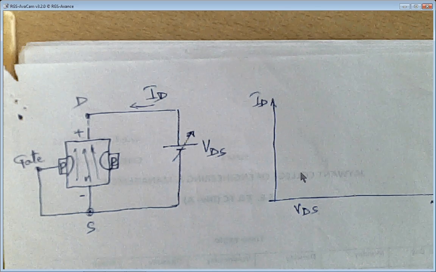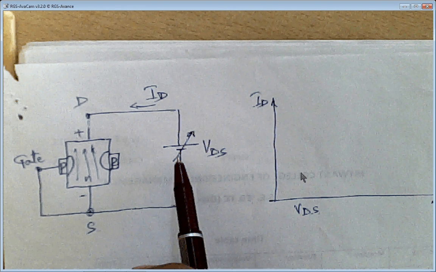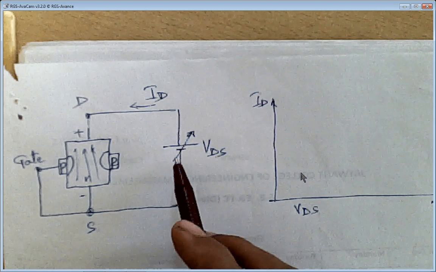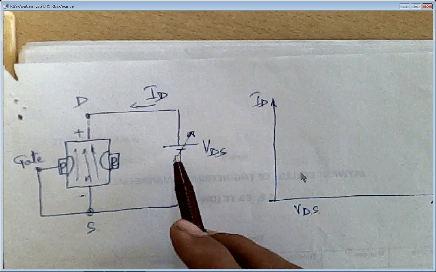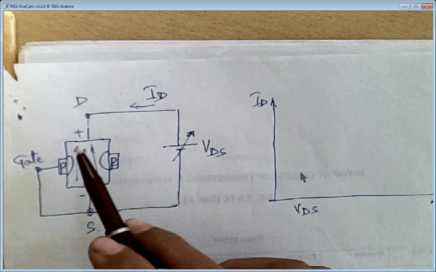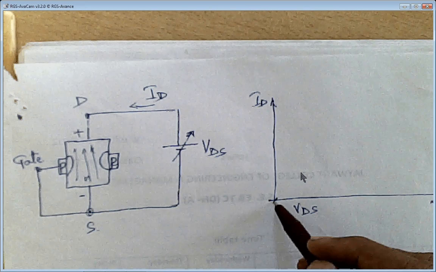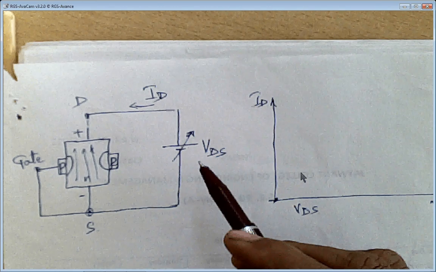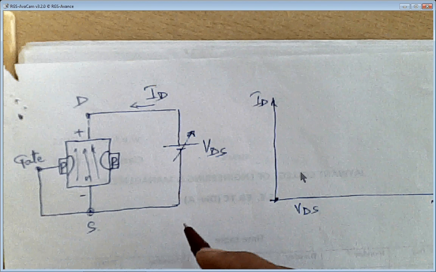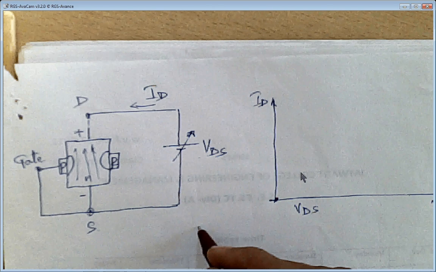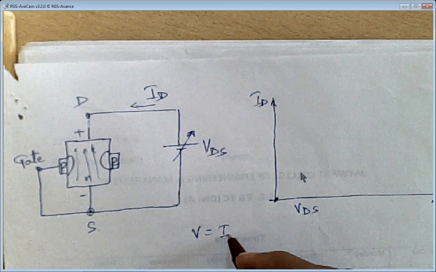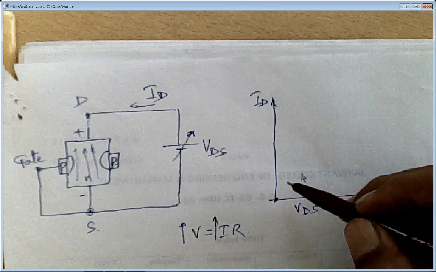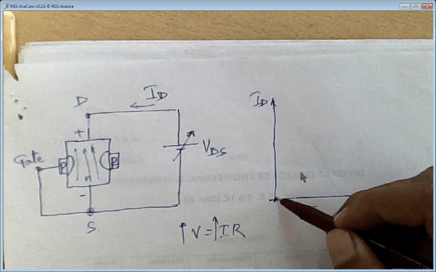So what will happen if I go on increasing the VDS voltage? When the potential VDS is 0, there will be no current in this path, and when there is no current, your graph will start from this location, that is at 0 position. As I go on increasing VDS, ID will increase because this follows Ohm's law, V is equal to I into R. So as I increase V, I will increase. So this current will go on increasing.